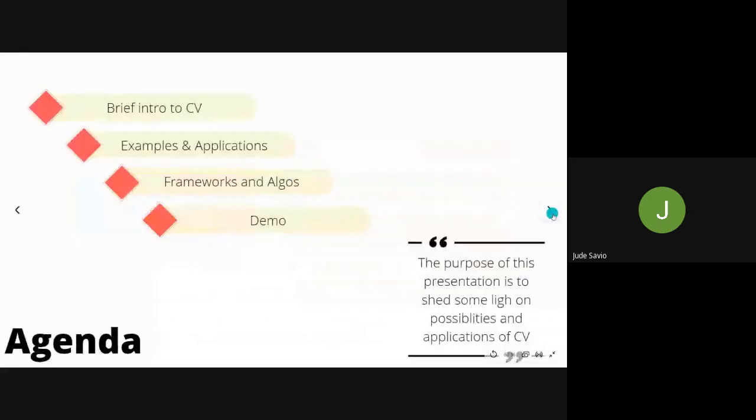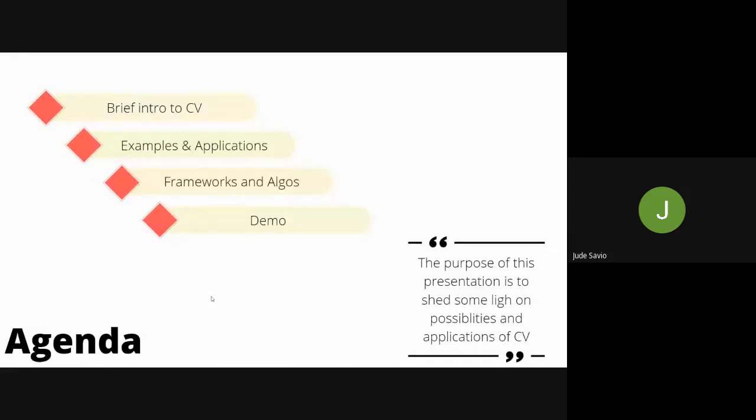So moving on, this will be the agenda of our presentation today. You'll be taken through a brief intro to computer vision, some beautiful examples and applications, frameworks and algorithms which I usually use, and the others out there as well, followed by a demo.